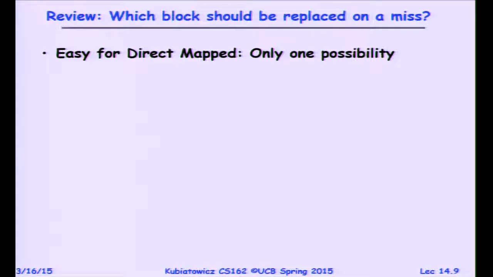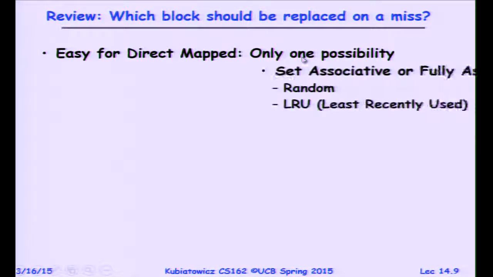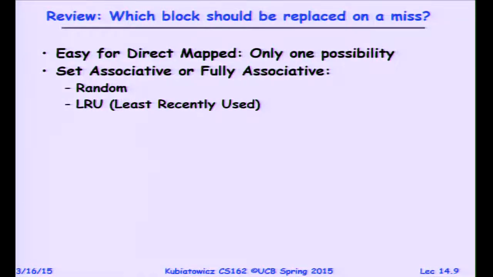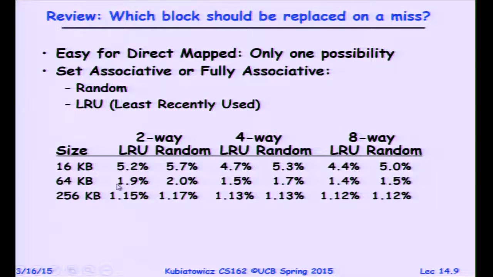So what block should you replace on a miss? For a direct map, you really don't have any choice. You've got one. But for set associative or fully associative, now we've got some options. We could randomly pick one, or we could do LRU. What's interesting is if you just do standard benchmarks on a processor where the DRAM speed is maybe a factor of 10 or so, not too much more than the second level or first level cache speed.